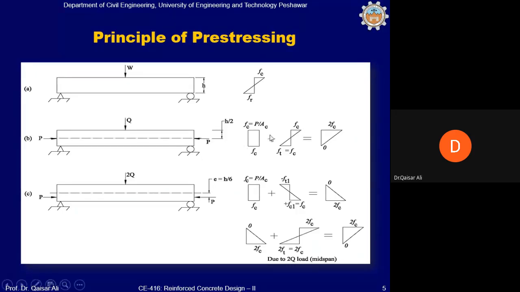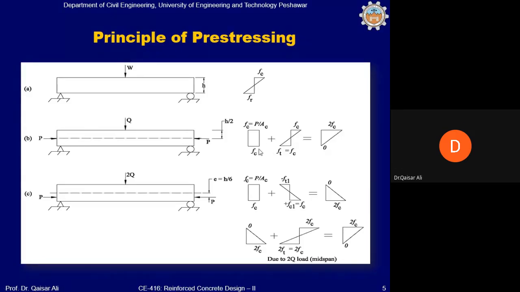So a pre-compression state of stress gives us a flexure stress equal to Fc on both sides, and the load will give us Fc and Ft, and this Fc will be added to the Fc. So the net compressive stress in the top fiber will be 2Fc, and the net tensile stress will be 0, because you already have a pre-compression state of stress in the beam.